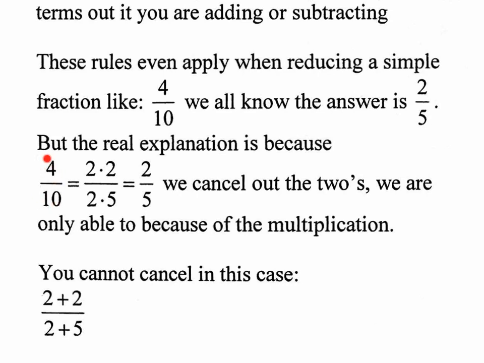But the real reason why it reduces down is because we're able to cancel. Once again, the 4/10, the 4 could be rewritten as 2 times 2. The 10 could be rewritten as 2 times 5. Because there's multiplication, the 2's are able to cancel out, and you end up with your answer 2/5. Okay, so you're only able to cancel out the 2's because of multiplication, all right?